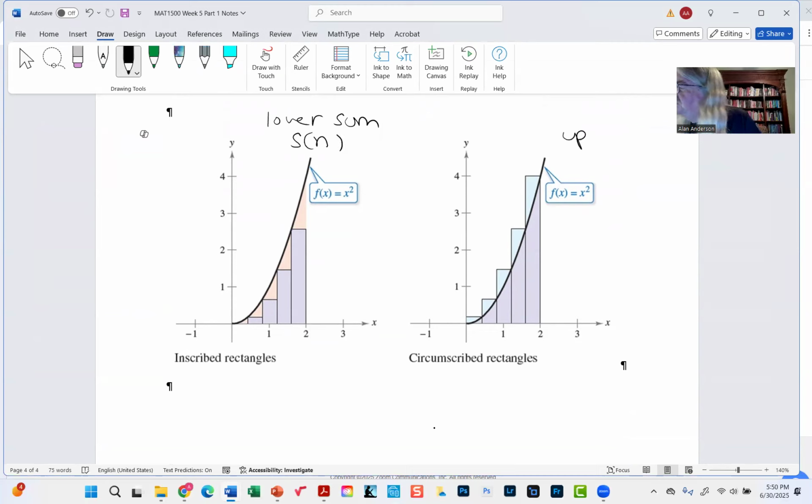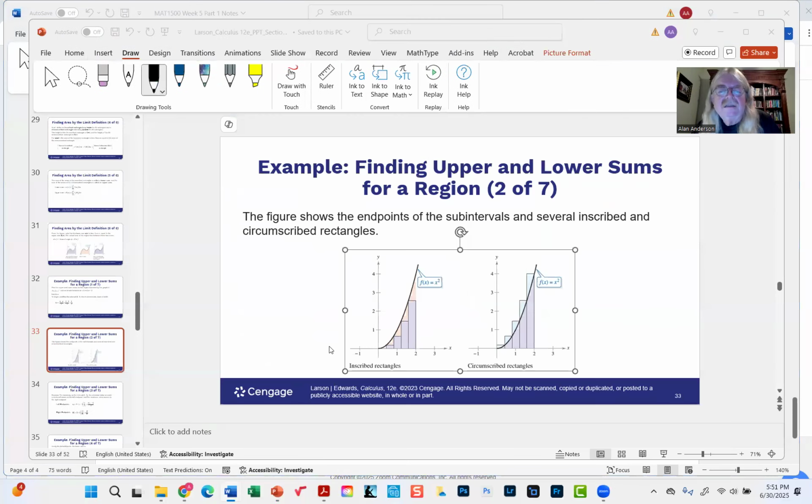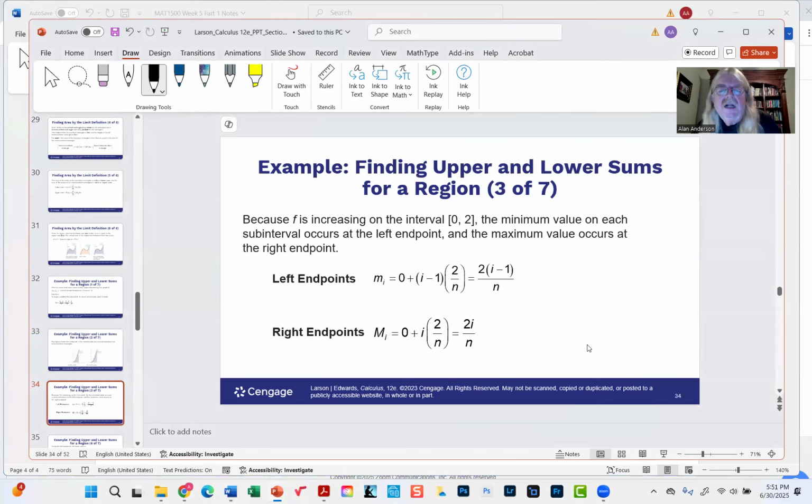This is the upper sum. And there's those words again, inscribed and circumscribed. I don't think they're going to ask you about that in WebAssign, but still, if you read this in the slides or in the book, you should be aware of what they're referring to. I guess if we looked it up in Google, we'd see that this is correct. Now, these are the formulas for finding the endpoints.